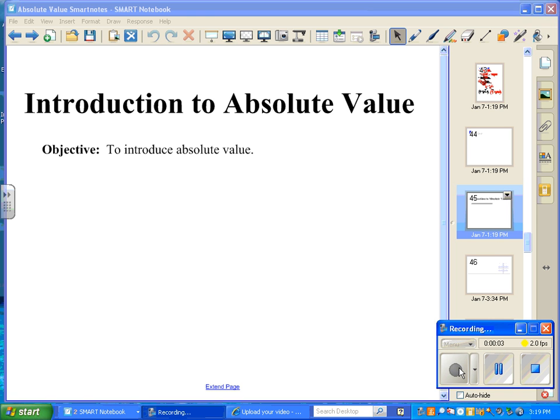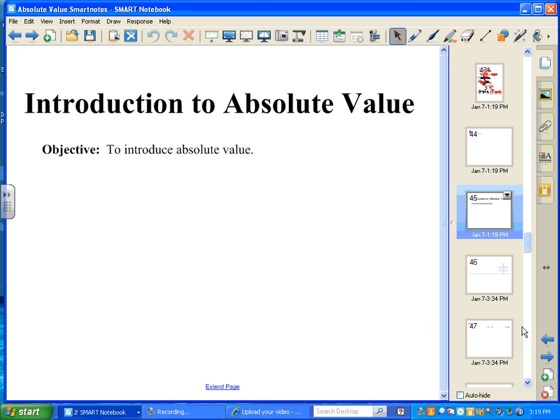Hello, everyone. I need you to open up your absolute value packet to page 10. Open up your absolute value packet to page 10.